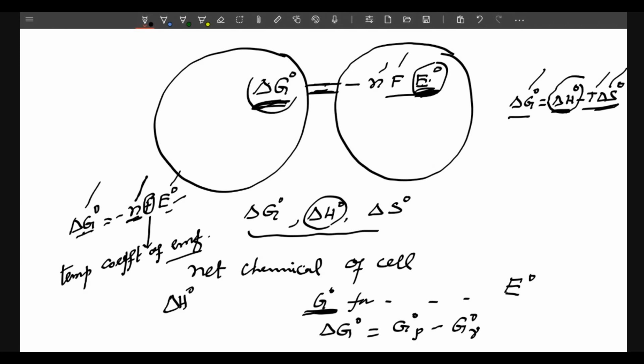We have told you that the electrode potential depends upon the temperature. Therefore, we have predicted the standard condition, 25 degrees centigrade. If the temperature is increased or decreased, accordingly the EMF would be changed or electrode potential would be changed. If E0 is equal to some value at one temperature, E0 is some other value at another temperature.